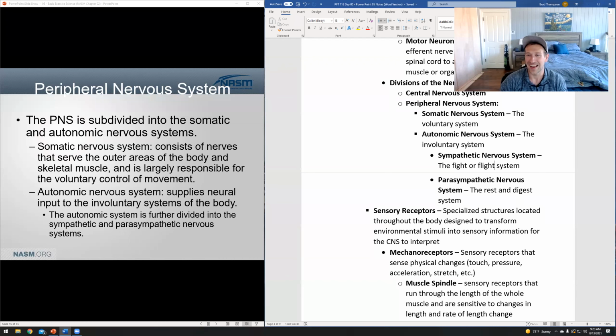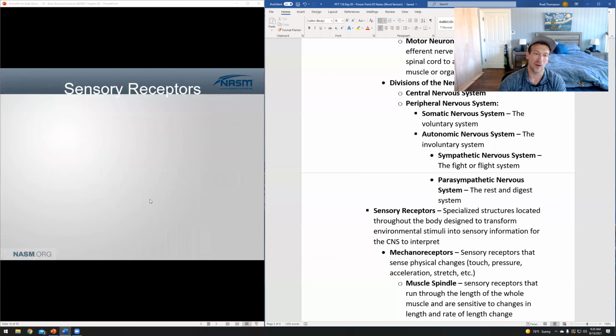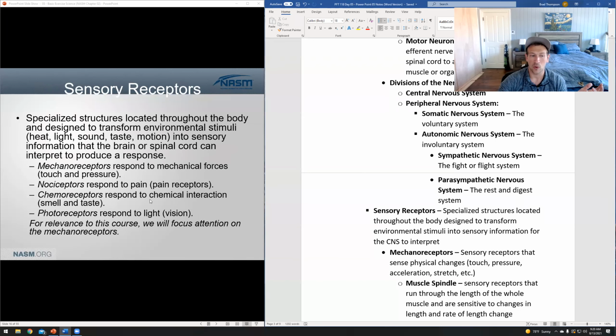Trust me, nobody has somatic control over their heart rate. It's all autonomic. It's something that is on autopilot. It's involuntary, right? And that involuntary stuff is either going to speed things up or it's going to slow things down. So the autonomic nervous system is going to divide further into the sympathetic, which is the fight or flight portion, or the parasympathetic, which is the rest and digest portion.